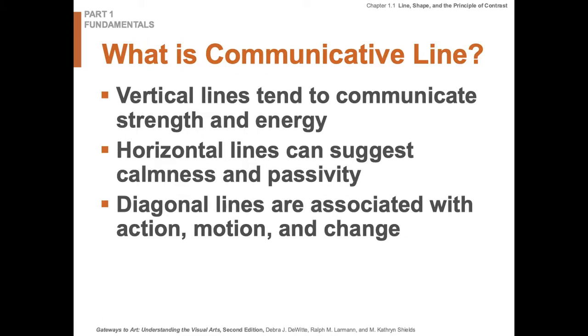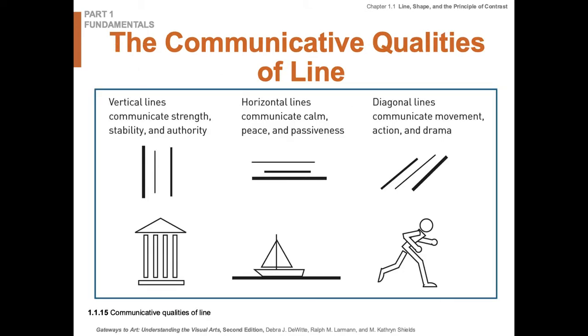Communicative line, the same thing we were talking about. Now, I will say that graphic design uses it most, and we're going to look at an example of that in a second. But again, if you recall, this is standing, stability, authority. This is passiveness, calm. Think sleeping, you're lying down. And then diagonal lines communicate movement, action, and drama. I mean, that can be positive or negative. It's just that that's how we're hardwired to assess things out in the world.